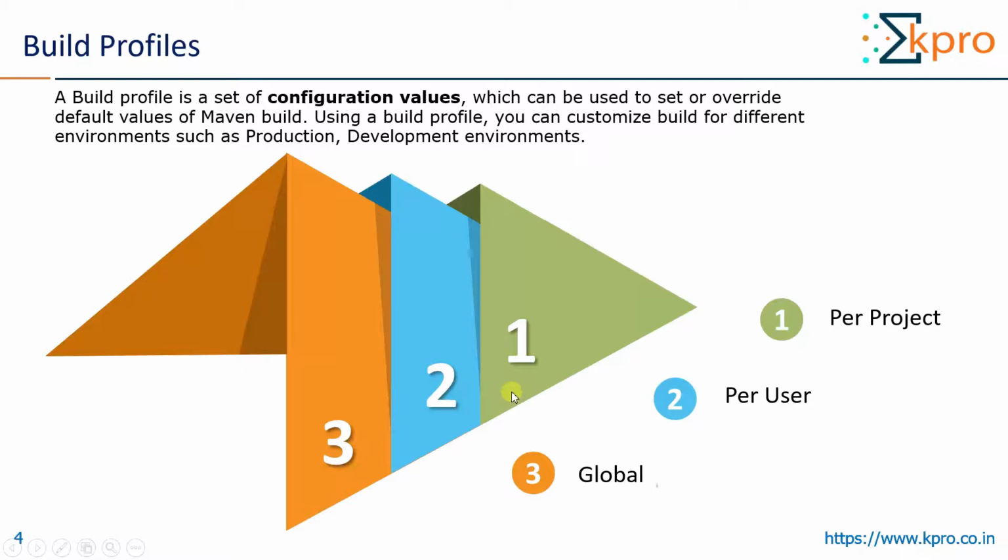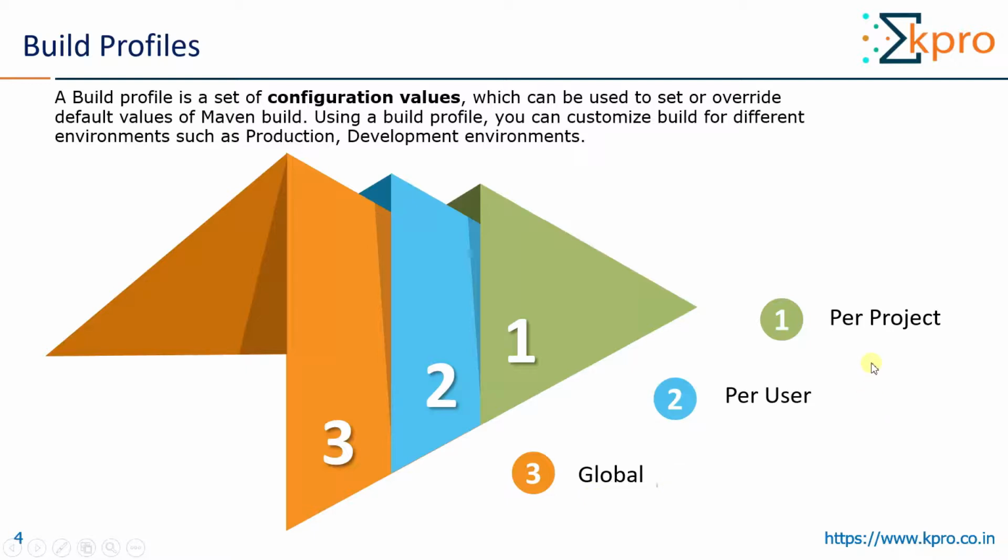Build profile is a set of configuration values which will be applied on the build when it is generated. Optionally, there can be more than one build profile in a POM file, and these profiles will be activated depending on different values. And this kind of activation can be done on per project level, per user level, or in the global level.